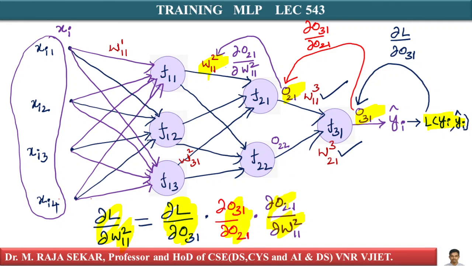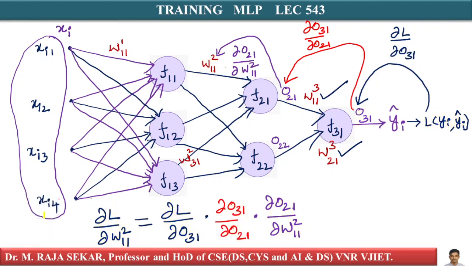O21 is impacted by W211, which means O21 is a function of W211. That's why I am writing this. Again, a very simple chain rule for this particular ∂L by ∂W211. This is related to W2, isn't it?